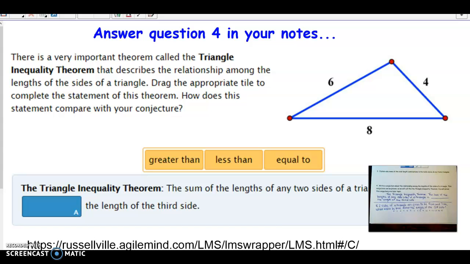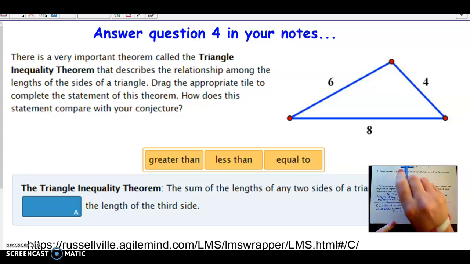So your conjecture is something that we can prove, and so it's really called a theorem. It's the triangle inequality theorem. So you could have said it in your own words, but let's look at it written in the official way. The triangle inequality theorem states the sum, which we know means to add, of the lengths of any two sides of a triangle has to have what relationship to the length of the third side?